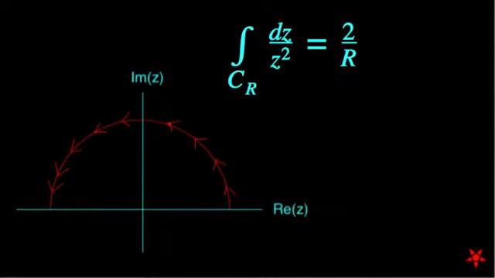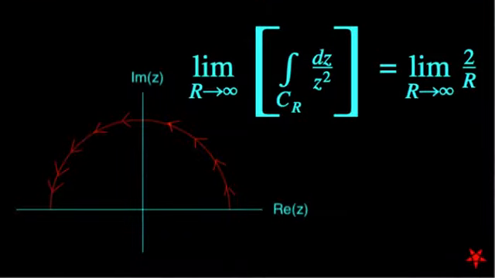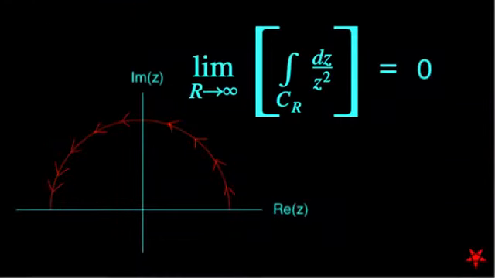So we now have an expression for the integral along c sub r in terms of r. And then, of course, if we take the limit of r as it goes to infinity, watch out, there's some more animation coming here. We find that the limit goes to 0.